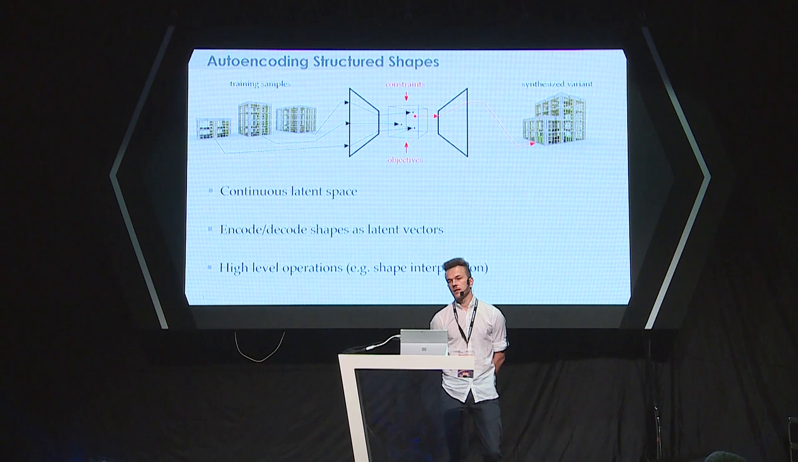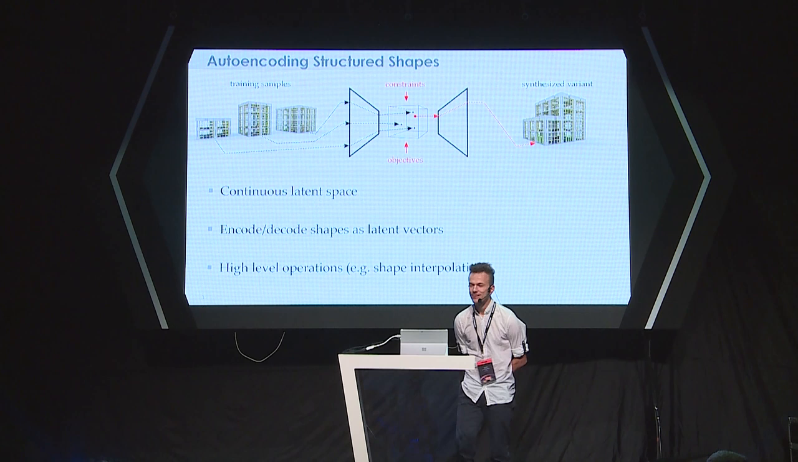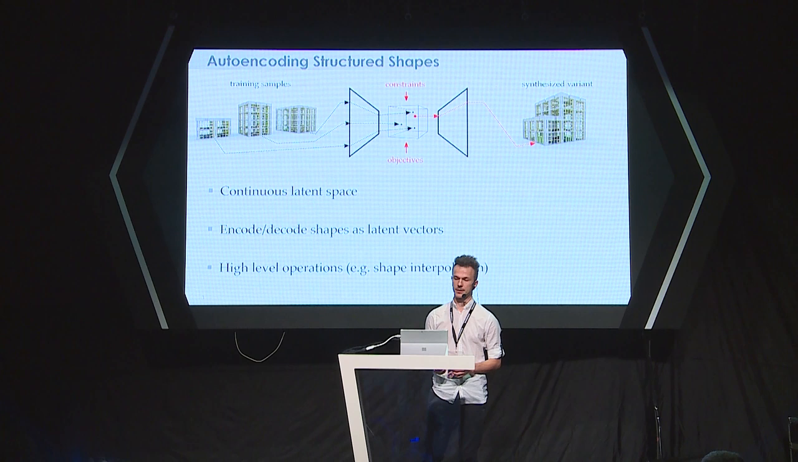Having access to the autoencoder's latent space after training allows us to express shape synthesis operations by sampling points in the vector space and then trying to decode them to a 3D model. This allows other interesting operations like interpolating between shapes, and I'll show you a couple of examples later on.